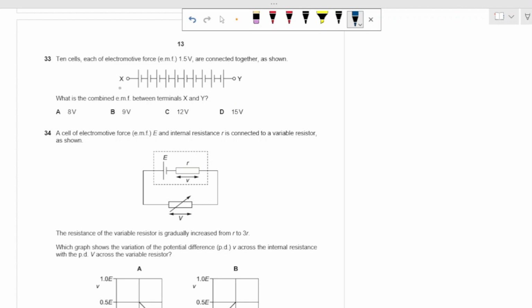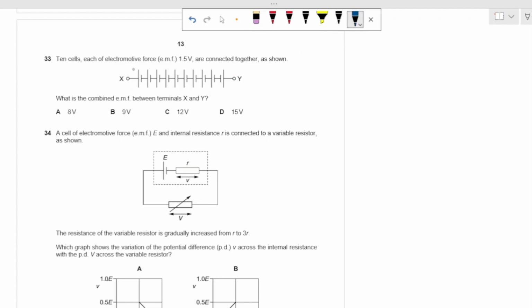Question 33. 10 cells each of electromotive force 1.5 volts are connected together as shown. What is the combined EMF between terminals X and Y? Now be careful. Don't just assume all of these are connected in the correct order, so that you would just multiply 10 with 1.5 and get the answer. That will give you, in fact, the wrong answer.